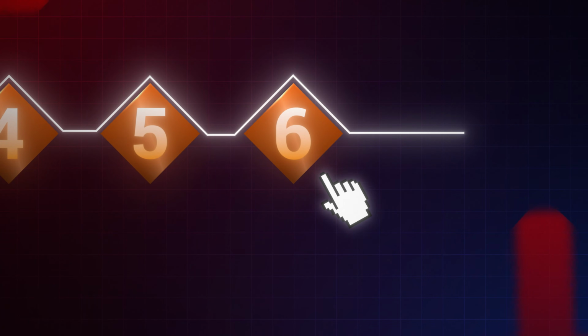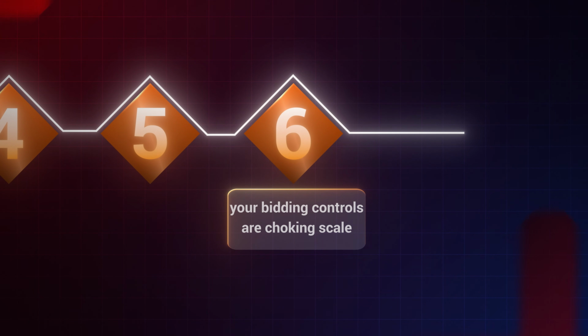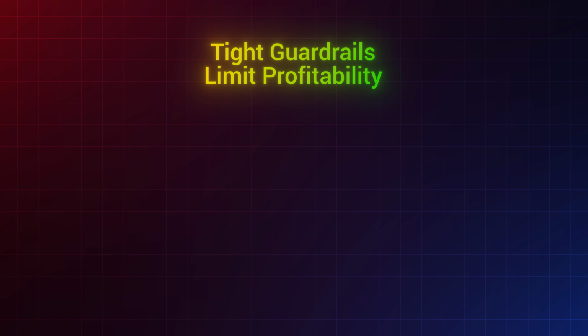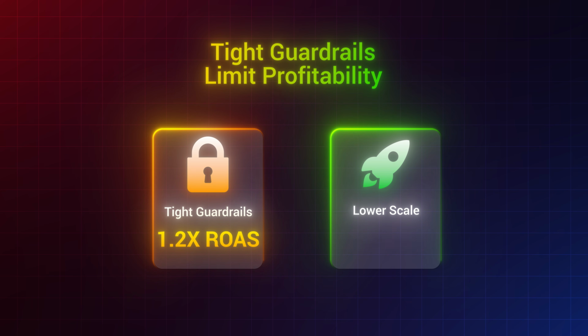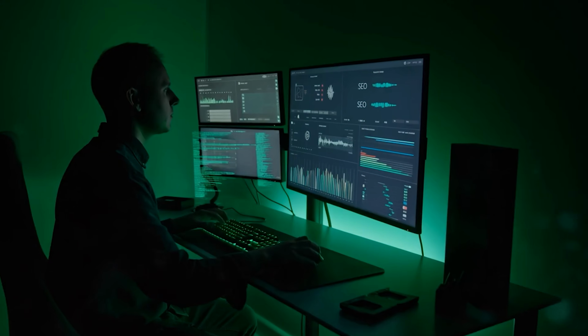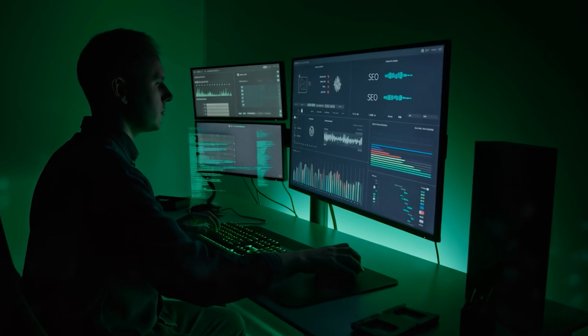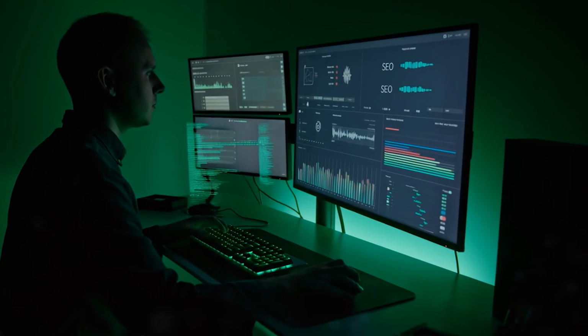This leads us to our failure mode 6, which is your bidding controls are choking scale. A lot of advertisers set very tight guardrails, which means, let's say they are profitable at 1.2x ROAS, and at lower scales they have been getting 1.9 or 2. They set it at 1.8 roughly. But you have to remember, there's a rule of thumb. In 99% of the cases, every advertiser has a sweet spot, which is generally close to the lower budgets.